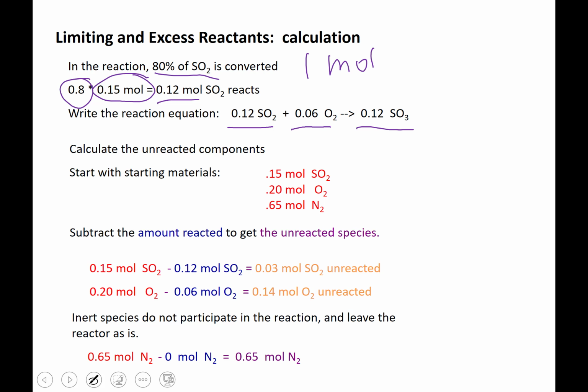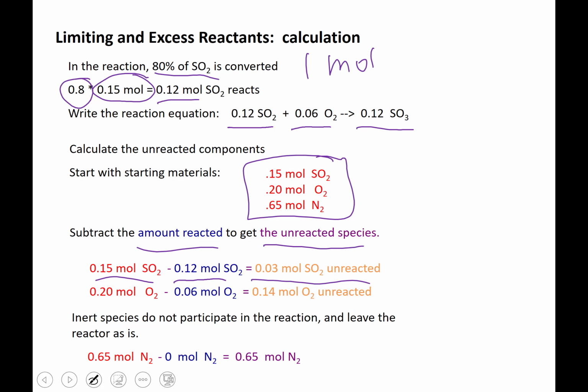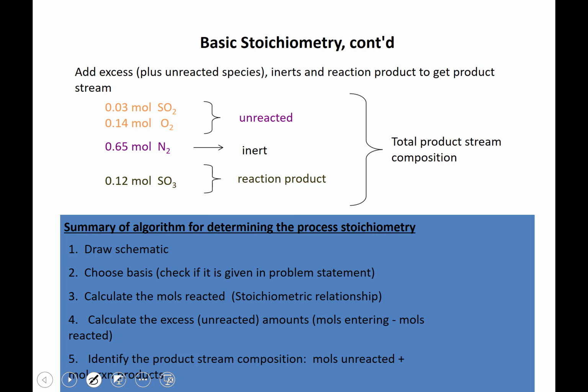So starting, now we can take these pieces that we had to start with and subtract the amount reacted to get the amounts that are unreacted. So we started with 0.15 moles of SO2, subtract 0.12 SO2 and get 0.03 SO2. We start with 0.2 moles of O2, subtract 0.06 and we get 0.14. Of course, inert species do not participate in the reaction, so they leave the reactor as they entered. So if you look at the outcome here, what we have left in our product is the unreacted reactants. We have an inert and we have a product.